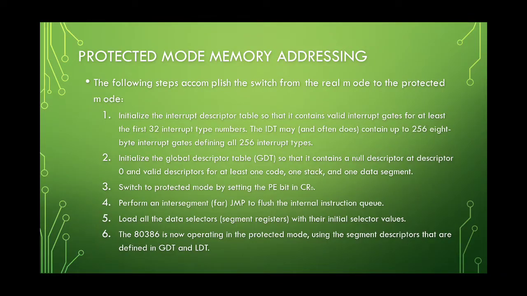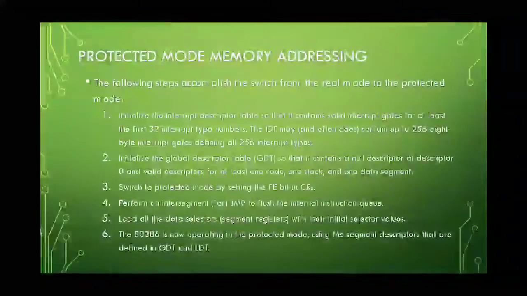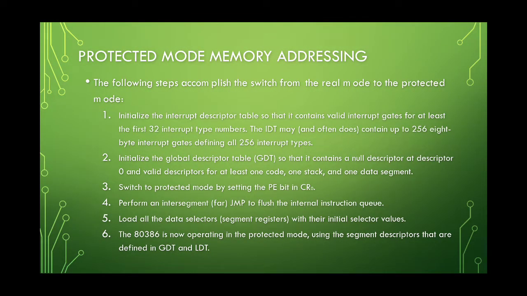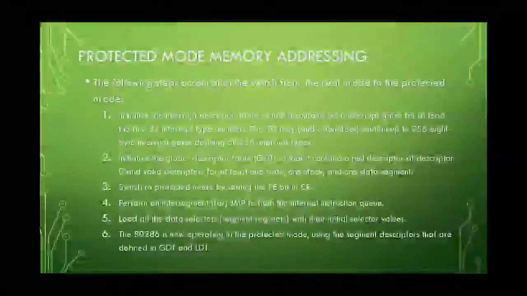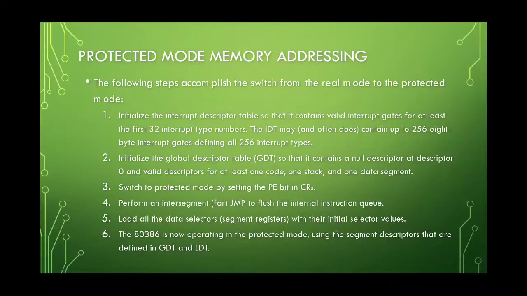Then we have to switch to protected mode operation. For that, in the processor we have a control register CR0. The LSB of CR0 is the PE bit. The PE bit should be logic 1 to enter protected mode operation. So by using some instruction, we have to assign PE bit logic 1 within control register 0.